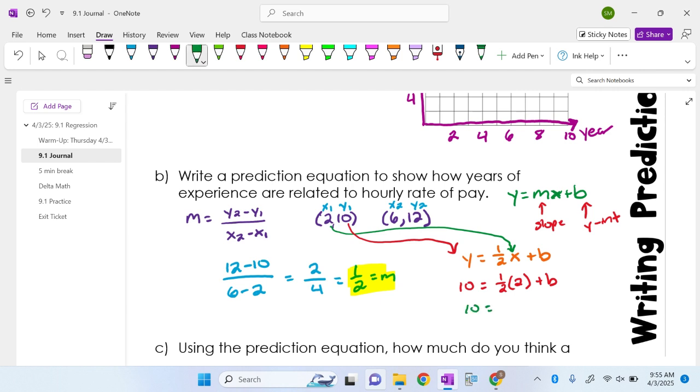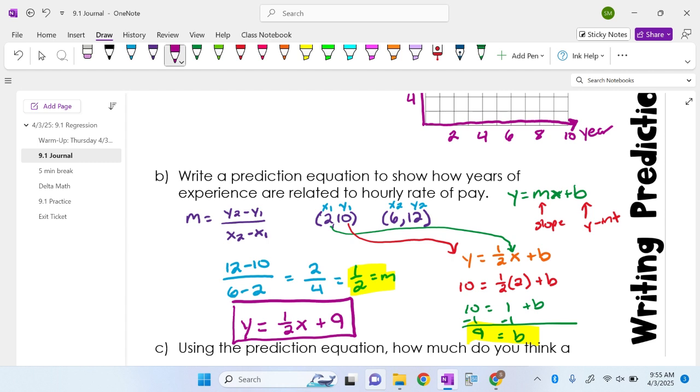So 10 is equal to 1 plus b. Now how do I get the b by itself? Subtract 1 to both sides. Good. So b in this case would equal 9. So if I was to write my prediction equation, I would say that it looks like y equals 1/2 x plus 9. That's what I would say my prediction equation is.